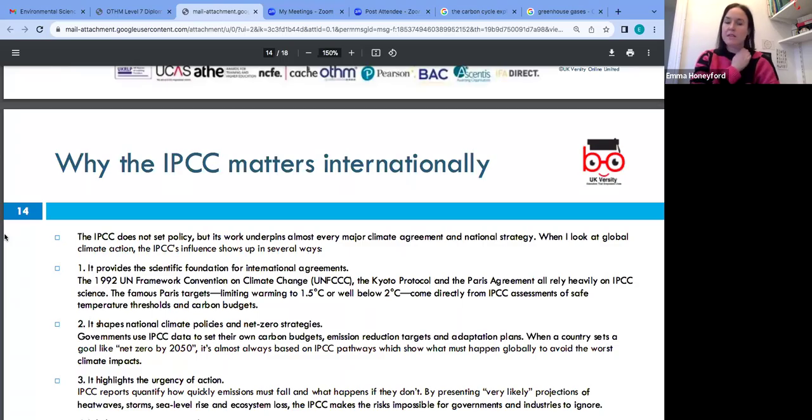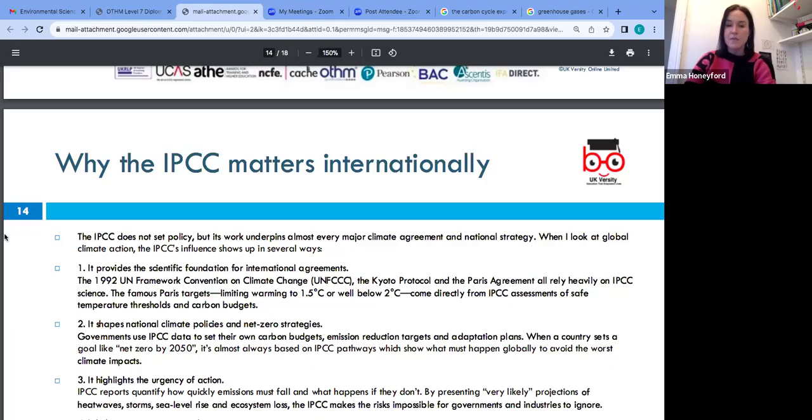The IPCC doesn't set out policy, but it works to underpin almost every major climate agreement and national strategy. So when we look at global climate action, the IPCC's influence shows up in several ways. First, the background for international agreements: the 1992 UN Framework Convention on Climate Change, the Kyoto Protocol and the Paris Agreement all heavily rely on the IPCC science.